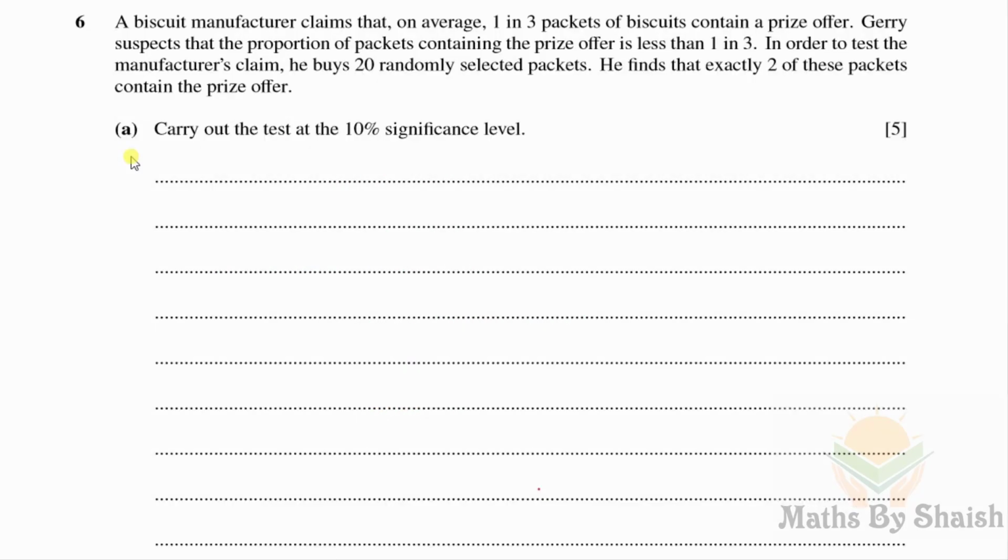And here is question number 6. A biscuit manufacturer claims that on average 1 in 3 packets, that is the proportion of packets, contain a prize offer. Gary suspects that the proportion of packets containing the prize offer is less than 1 in 3. In order to test the manufacturer's claim, he buys 20 randomly selected packets. He finds that exactly 2 of these packets contain the prize offer. Carry out the test at 10% significance level.